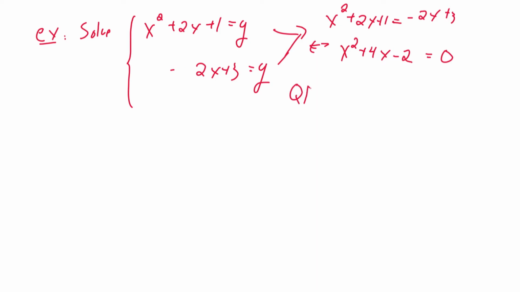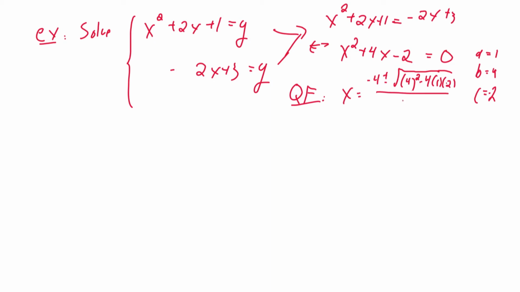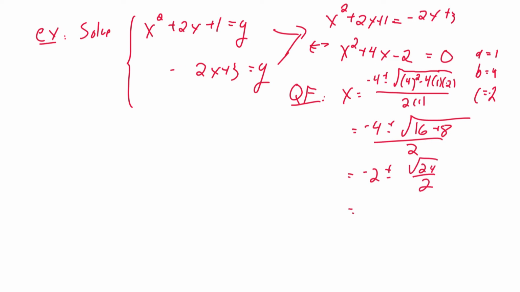How can I solve this? Well, I can always use the quadratic formula. So x is equal to, let's see, a is 1, b is 4, c is negative 2. So I get negative 4 plus or minus the square root of 4 squared minus 4 times 1 times negative 2, divided by 2 times 1. So negative 4 plus or minus the square root of 16 plus 8, divided by 2. So negative 4 plus or minus square root of 24 over 2. And this can be simplified to negative 2 plus or minus the square root of 6.